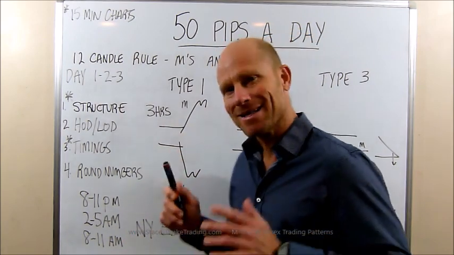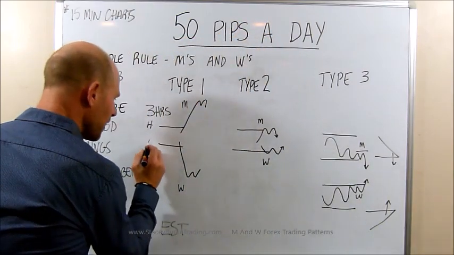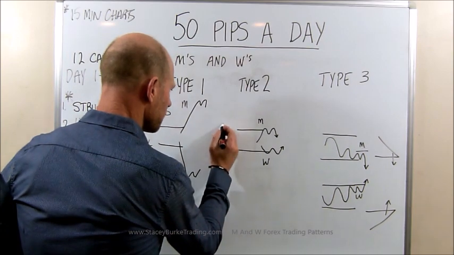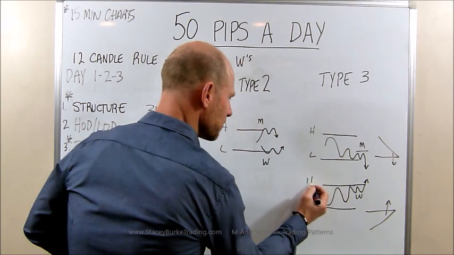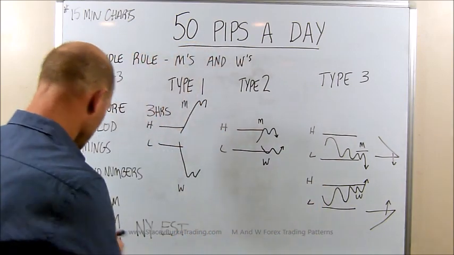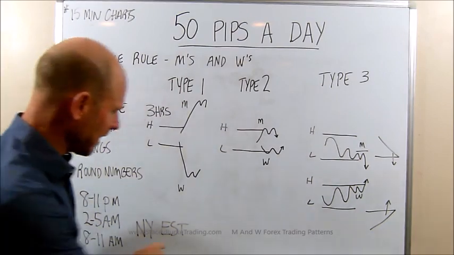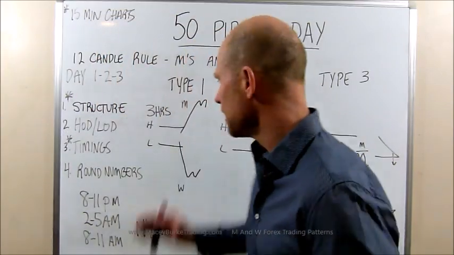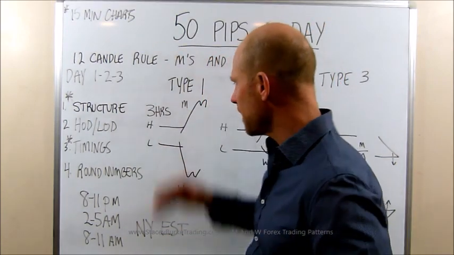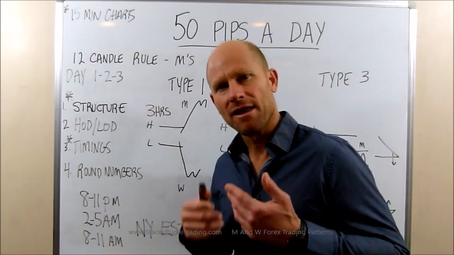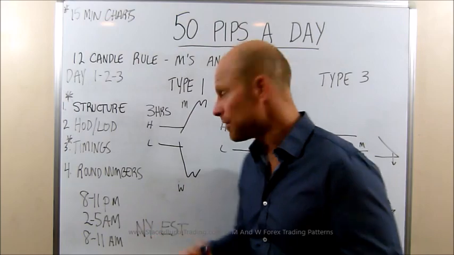But essentially, a type 1 is when they move it outside of that Asia or London or New York high and low. So again, if we have a high and a low in that first 3-hour window, we talk about 8 to 11 p.m., 2 to 5 a.m., and 8 to 11 a.m. New York Eastern Standard Time. If they bring it up in a down template or in a downtrend, we're looking for our sell high setup above the Asian range or London or New York.